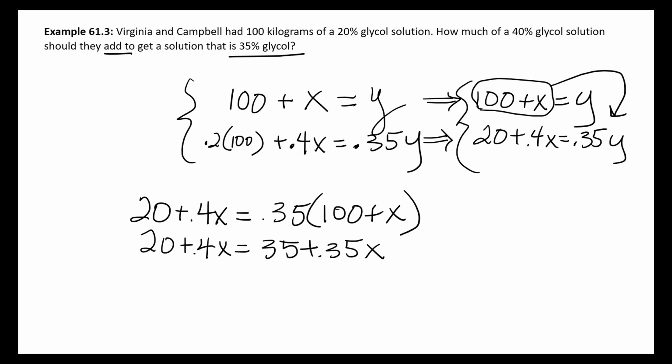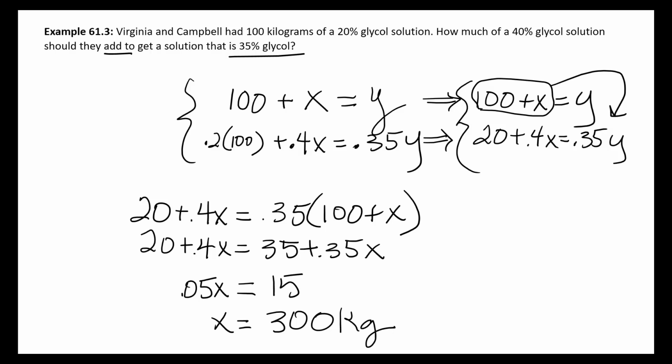I'm going to subtract 0.35x on both sides, and I'm going to subtract 20 on both sides. So I'm going to have 0.05x is equal to 15. And then when I do that division, I'm going to have 300 kilograms. That's how much 40% glycol solution I should add to the original 100 kilograms.